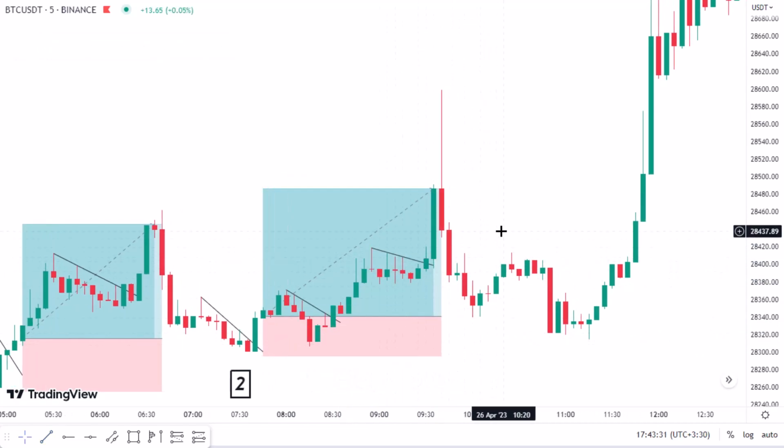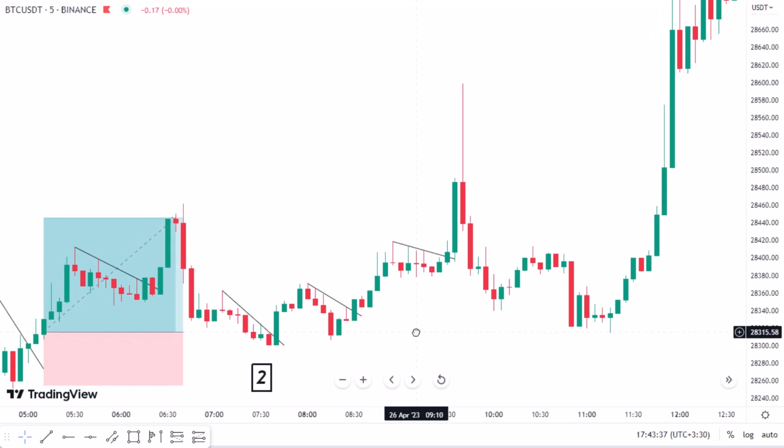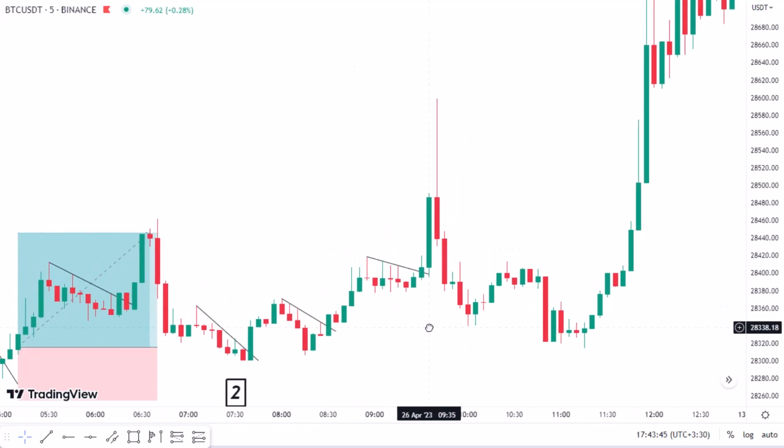It was broken here. Let me clean it. We have this one with 4 touches on that. Come on, it is really nice. 1, 2, 3, 4. It was broken here. We could enter buy position, put our stop loss below the candle and get our reward.